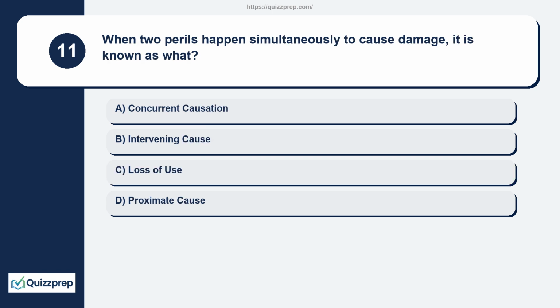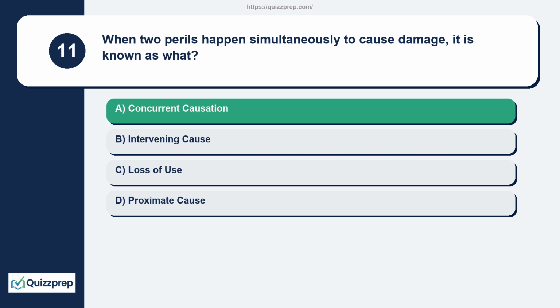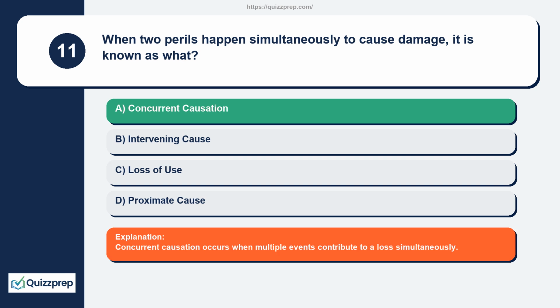Question 11. When two perils happen simultaneously to cause damage, it is known as what? Concurrent causation, intervening cause, loss of use, proximate cause. Concurrent causation occurs when multiple events contribute to a loss simultaneously.